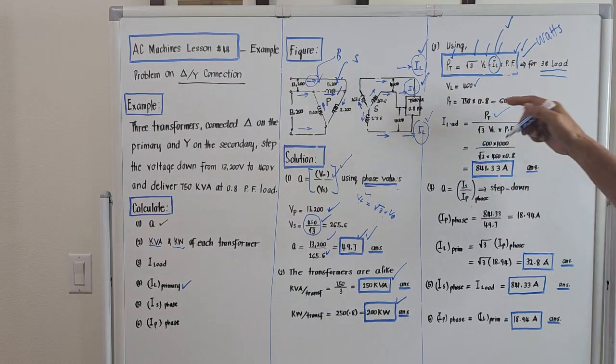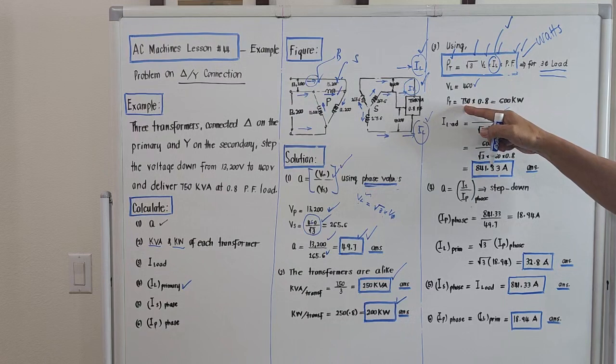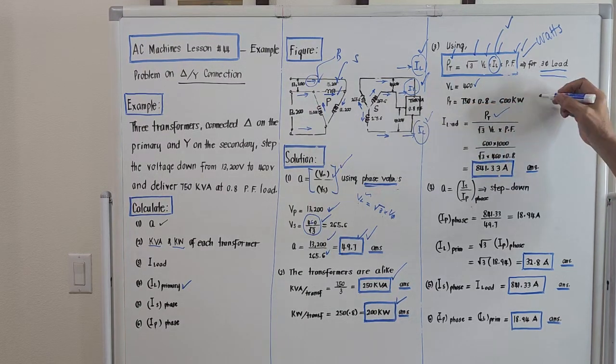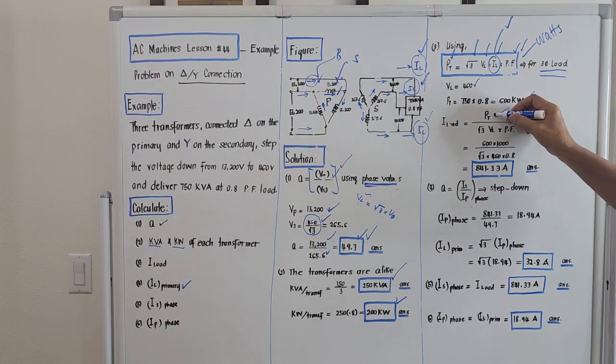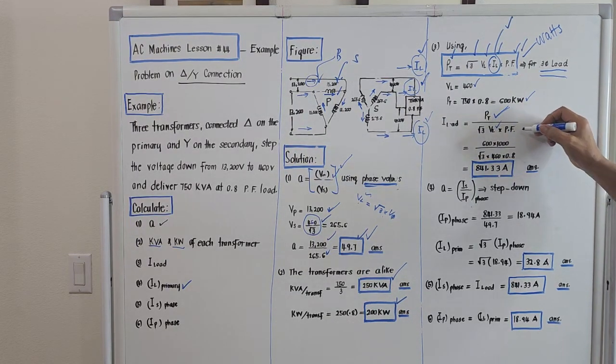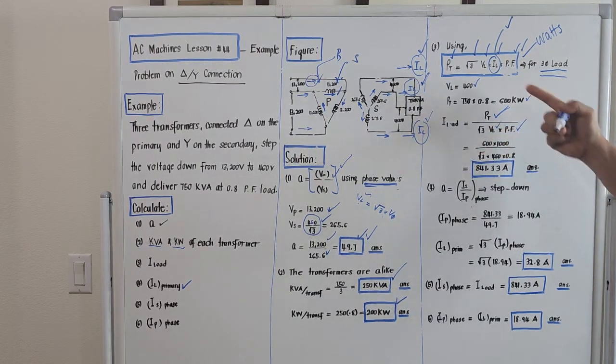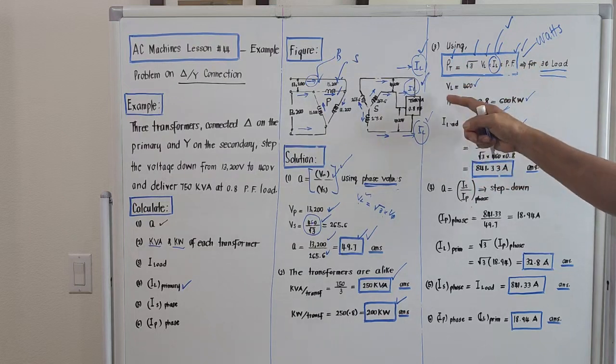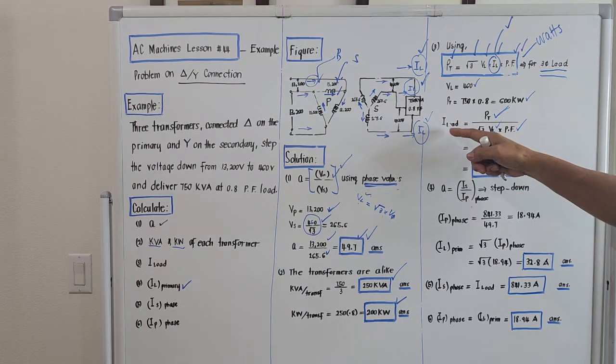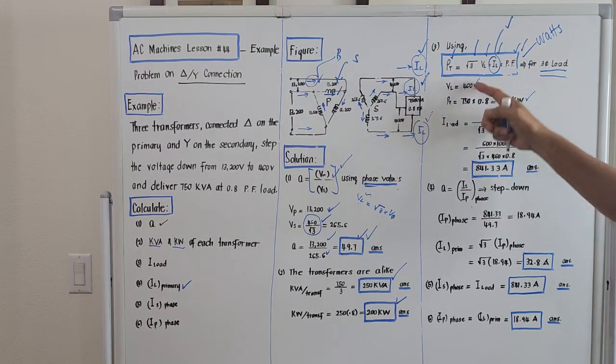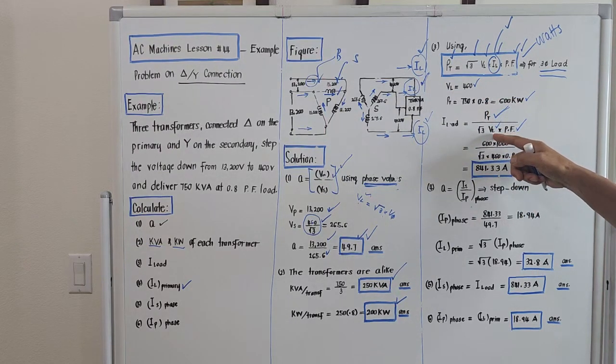P total should be the total kVA times power factor, that will be 600 kilowatts. So we now know P total, we now know V sub L, we now know power factor. The only unknown, no more unknowns, it's all given, right? So capital letter I with the subscript load, meaning the load current, should be equal to 600 times 1000.